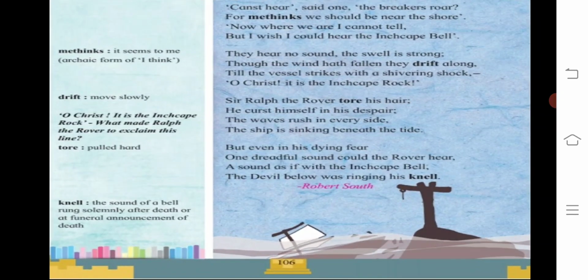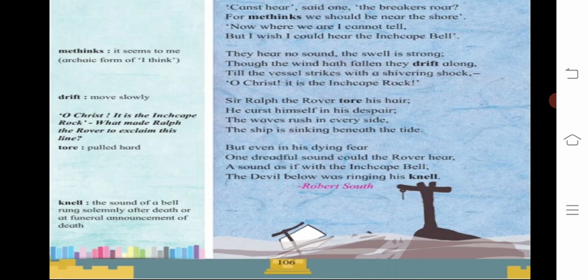"Canst hear," said one, "the breakers roar? For methinks we should be near the shore. Now, where we are, I cannot tell, but I wish I could hear the Inchcape bell."